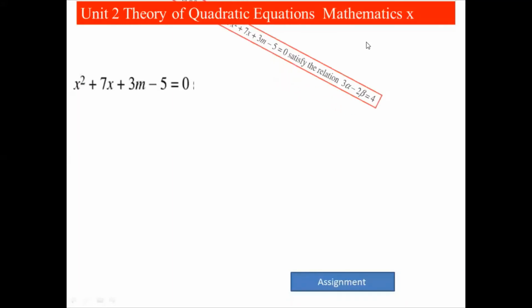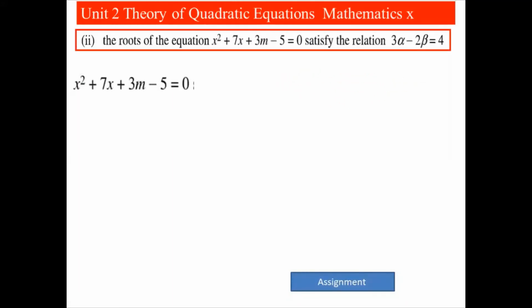Now part 2. The roots of the equation x square plus 7x plus 3m minus 5 is equal to 0 satisfy the relation 3 alpha minus 2 beta is equal to 4. This is the given equation here. a is equal to 1, b is equal to 7 and c is equal to 3m minus 5.